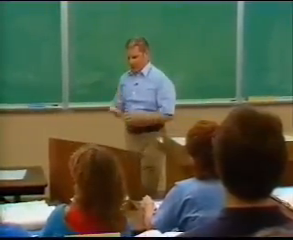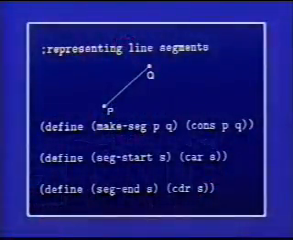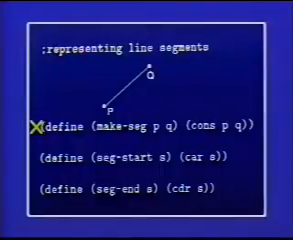So we can represent line segments in exactly the same way. For the line segment from P to Q, we'll say there's a constructor make-segment, and there are made-up names for the selectors, the starting point of the segment and the ending point of the segment. And again, we can implement a segment using cons as a pair of points, and car and cdr get out the two points that we put together to get the segment. Well, now having done that, we can have some operations on them.